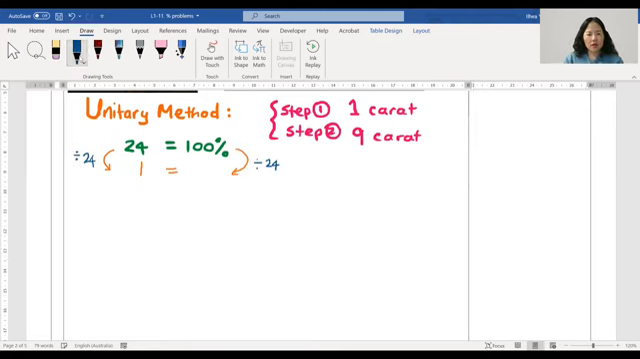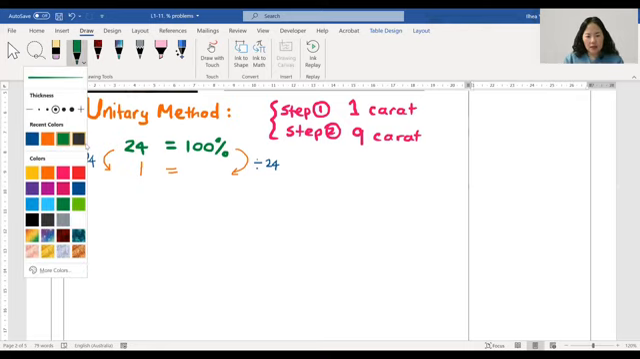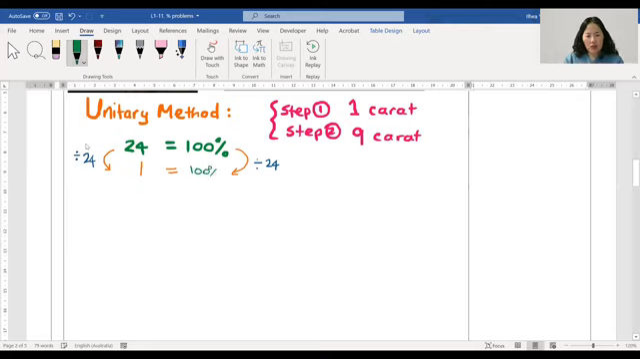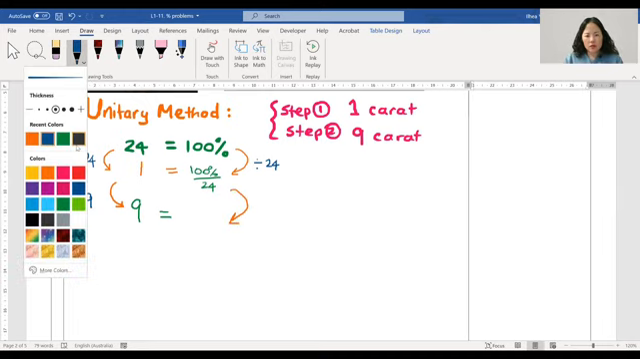So what I've got here is 100% over 24. I'm going to leave it like that. I'm not going to put it in the calculator and make it into a decimal, because we are not quite there yet. Now, 1 carat is not what we want. I need to change this one into 9 carat. What do I have to do? You times it by 9. Excellent. So we have to do the same thing on the other side, isn't it? So it's going to be times by 9 here.